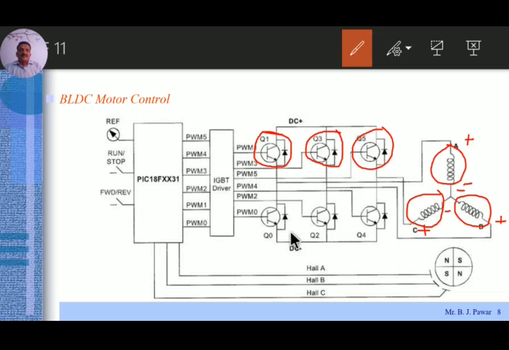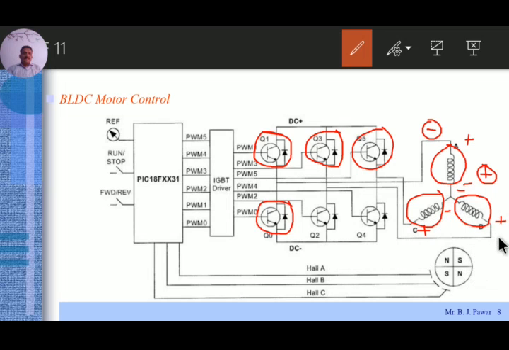Later on, turn on this transistor, which is shown as Q0, correct? So turn on this transistor, yes, Q0, so that the voltage applied to the coil will be like this, meaning minus VDC through transistor Q0 gets applied to coil A. We can say coil A will get energized with the opposite polarity, and hence the rotor will remain continuously in rotation.